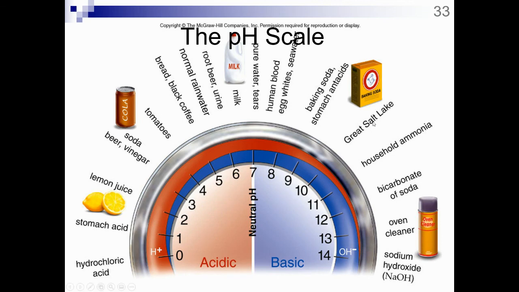So there's my scale. Acids fall on this side because this number really means 1/10 raised to this number of hydrogens. So these numbers mean more hydrogens. Low numbers, more hydrogen ions.